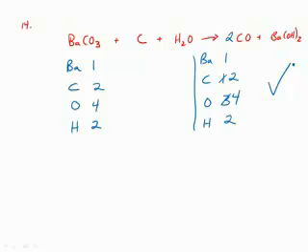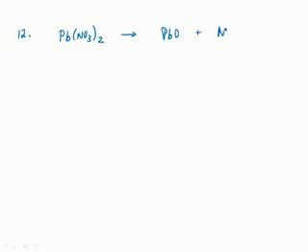Let's do one more, and then what you can do is pull up this balancing equations worksheet. The answers are in the file as well, so you can check yourself as you go. All right, so let's look at, how about number 12? Right, so we have PbNO3, lead nitrate, lead 2 nitrate actually, decomposing into lead oxide plus nitrogen dioxide plus oxygen.